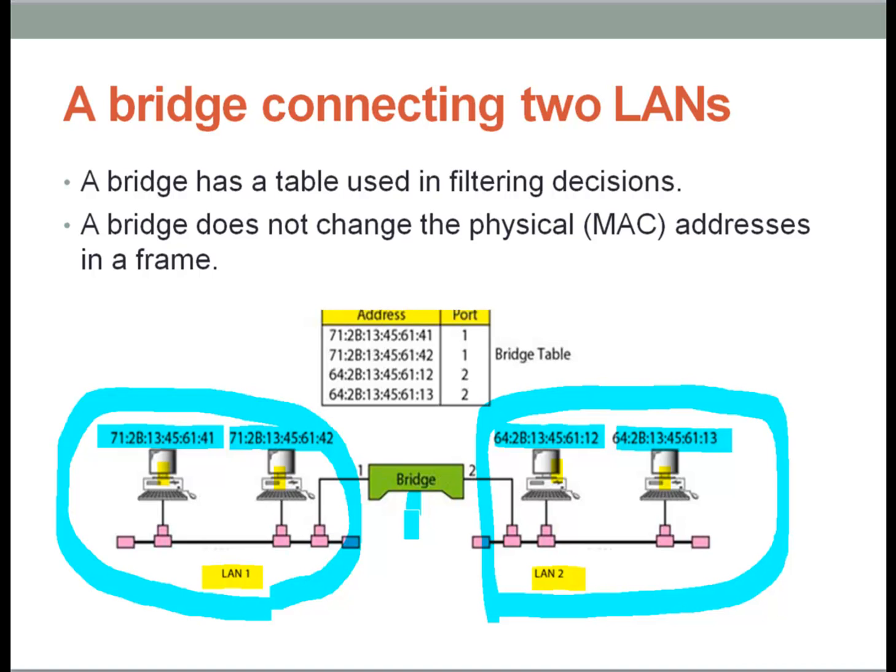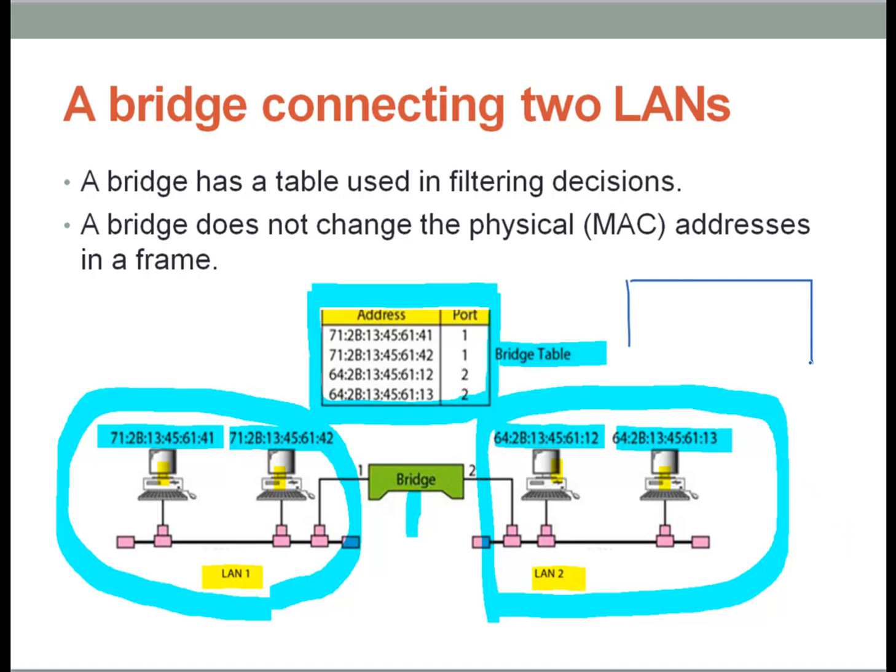Now the bridge is going to maintain a table. The name of the table is called the bridge table. Inside the bridge table you have two columns. The first column is the address, which is the MAC address. The second column is the port number, the port to which it is connected.